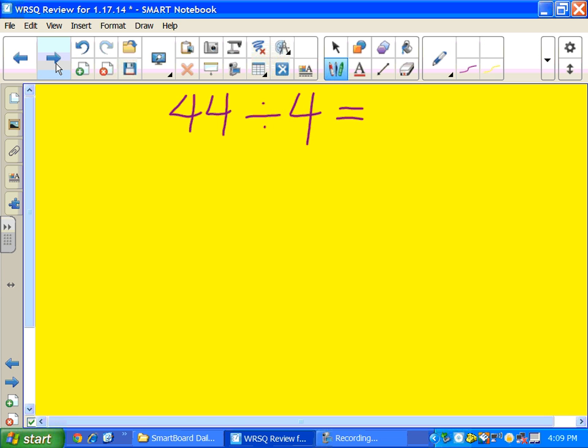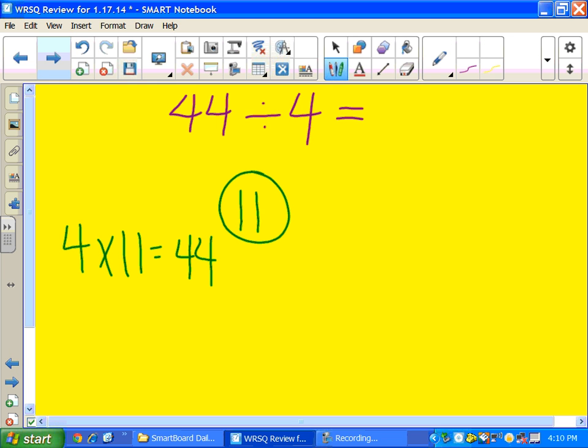All right, moving on. So it's just going to be quick. All right, quickly look at this. See if you can use your multiplication facts to reverse this instead of saying 44 divided by 4. 4 times what is 44? All right, if you know your facts, you know this should be 11. 4 times 11 is equal to 44.